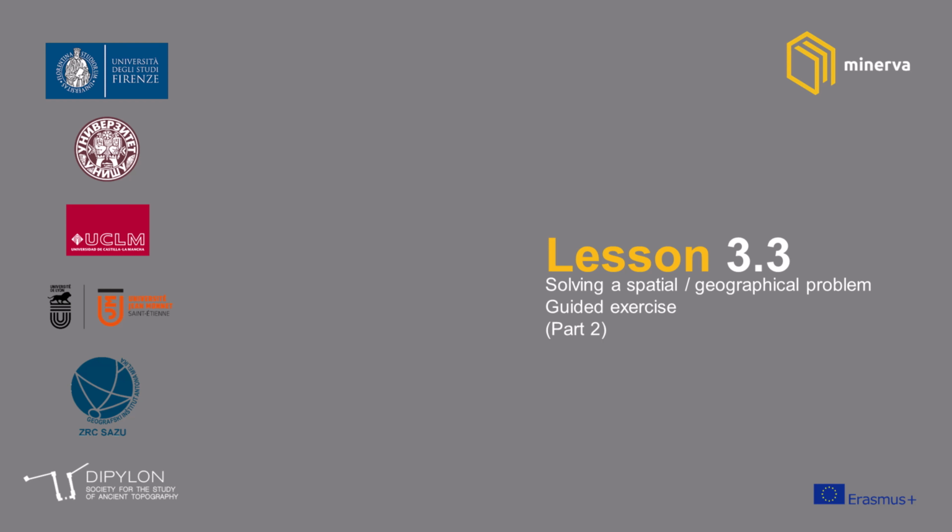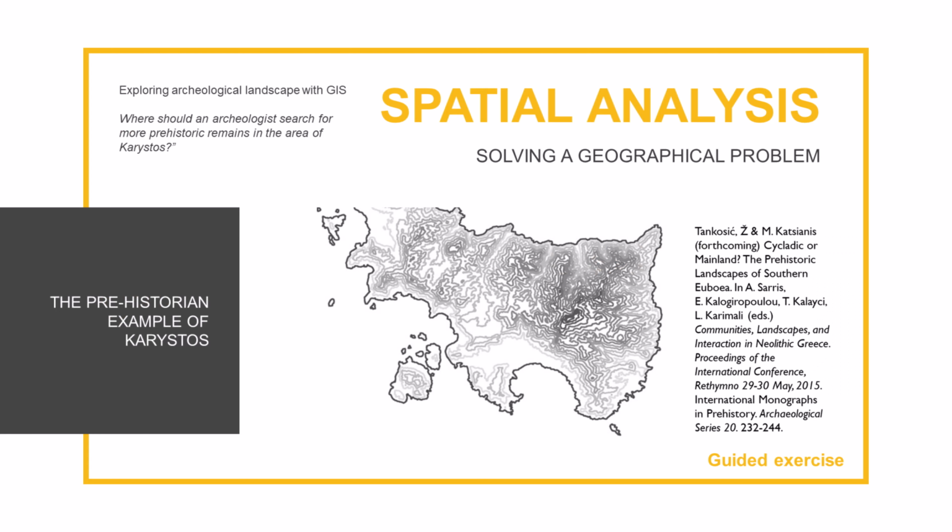Welcome to the second part of Lesson 3.3, a guided exercise on how to solve a spatial or geographical problem. In this lesson, you will solve a problem-based guided exercise. The exercise is inspired by the scientific paper Communities, Landscapes, and Interaction in Neolithic Greece. You can find an interview with one of the co-authors, Markos Katsanis, giving the context of this work in the previous lesson, Lesson 3.3 Part 1.